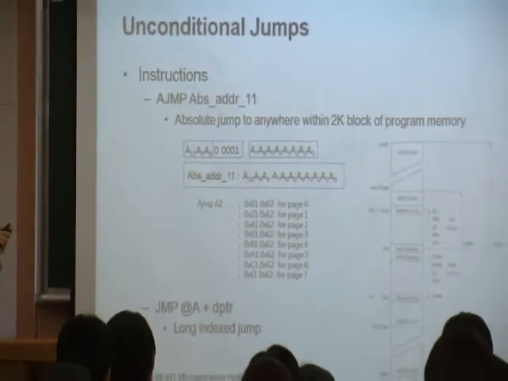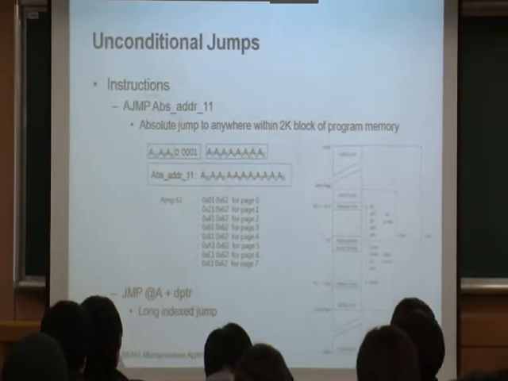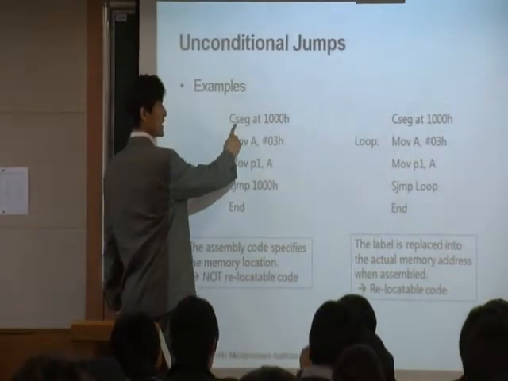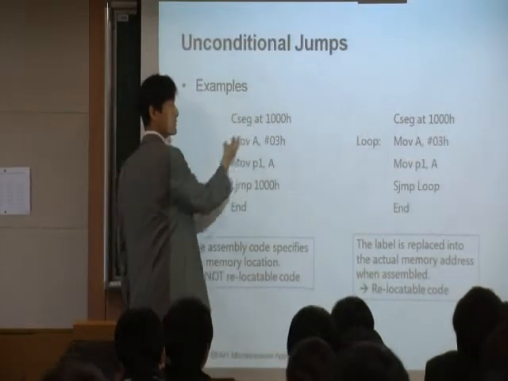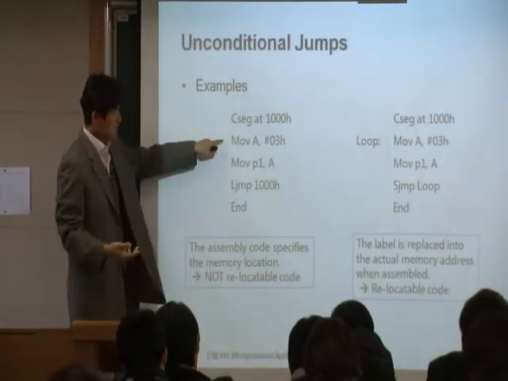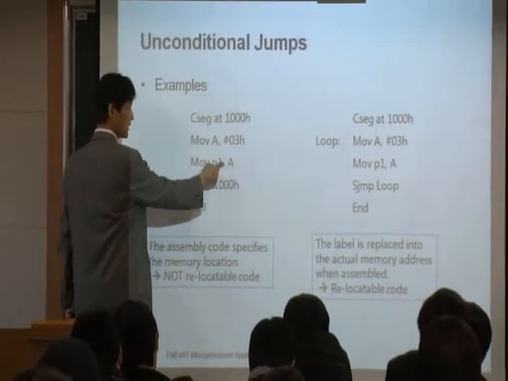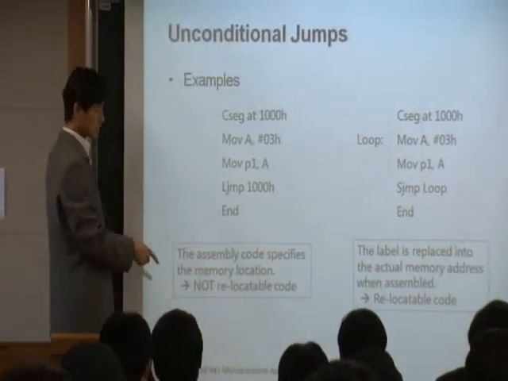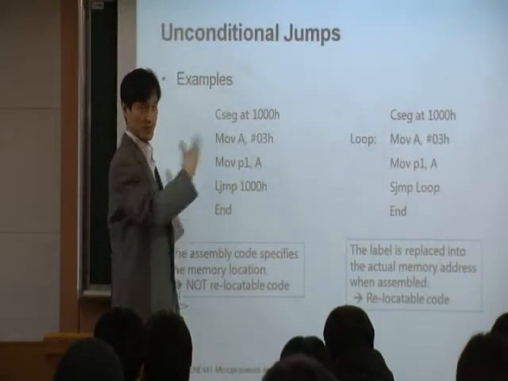But the common thing is that all these 3 are unconditional jumps. Whenever you see this one, you have to jump. These are examples. Let's say your code segment is at 1000H. So your code starts at 1000H. That's what this means, right? Directives. You execute the copy of 03 to A, and copy that value into port 1. When you see this long jump 1000H, this is an unconditional jump. So you have to jump to 1000H suddenly.